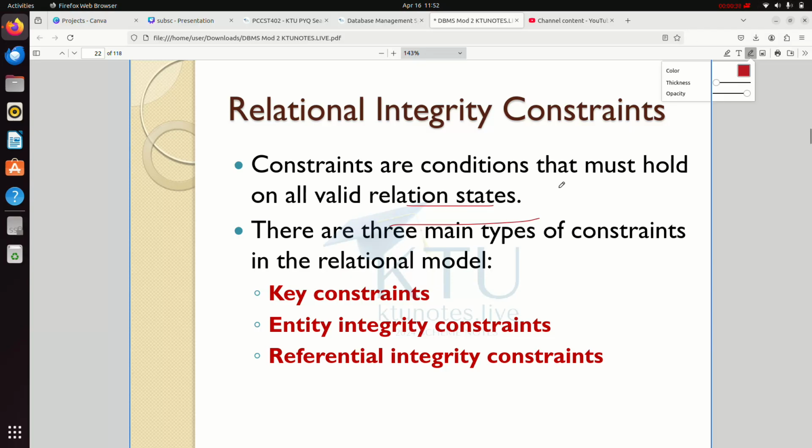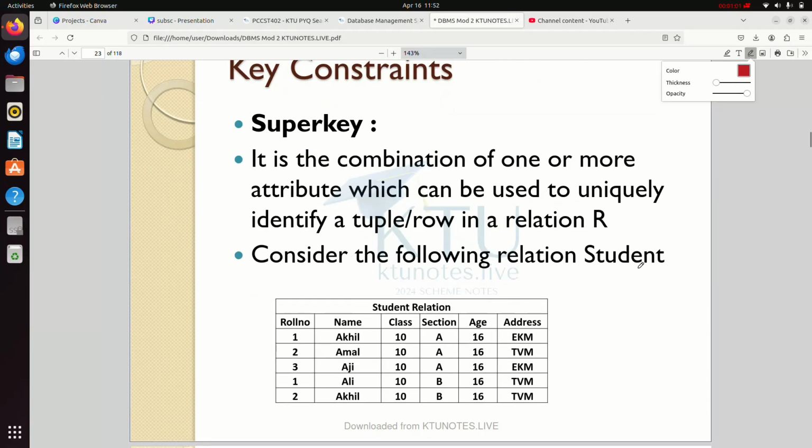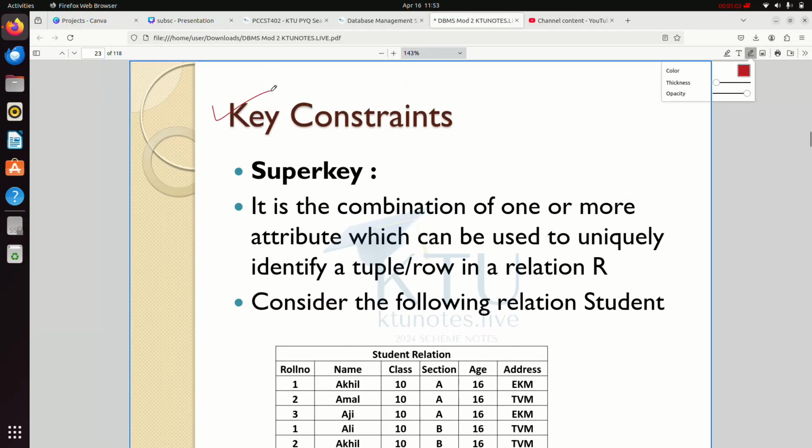The main three constraints are the key constraint, entity constraint, and referential integrity constraint. These three constraints have to hold true for any relational model. So there is the key constraint, the entity integrity constraint, and the referential integrity constraint. Okay, so let's understand the key constraint.